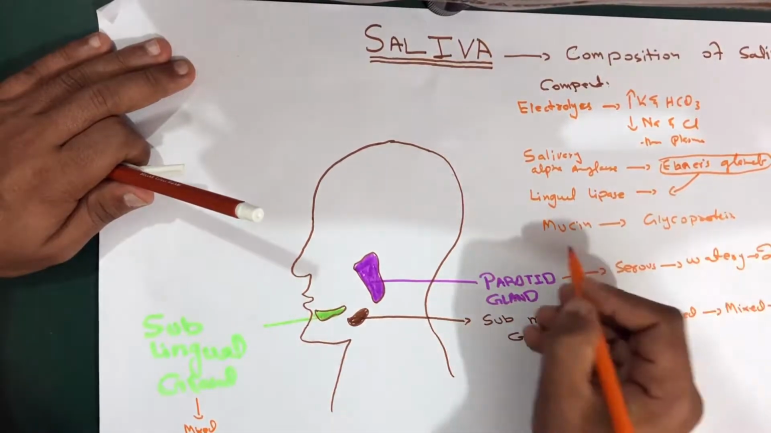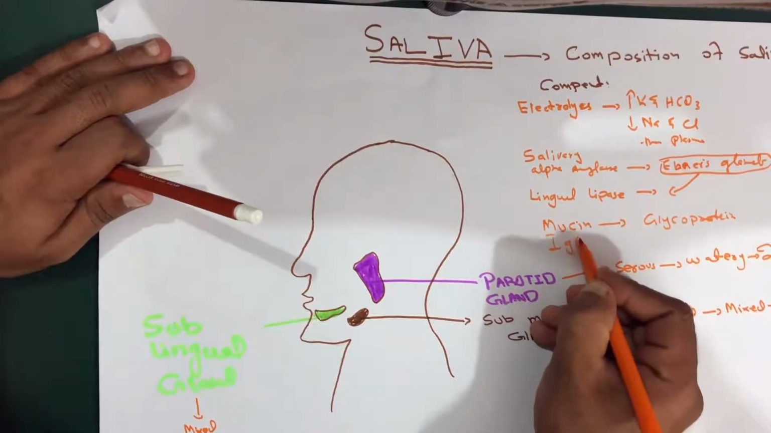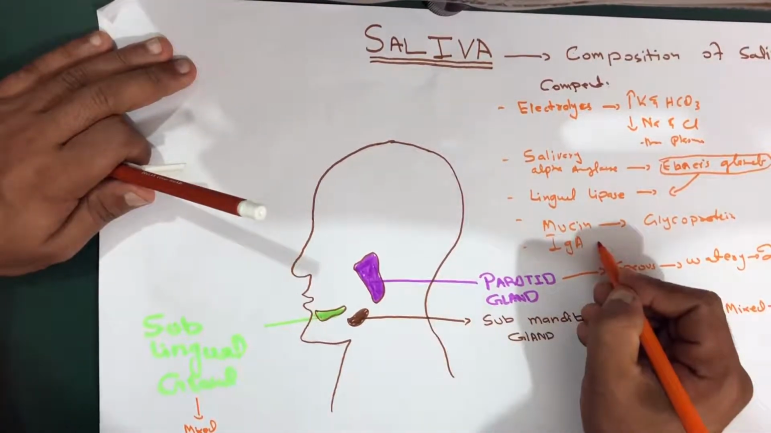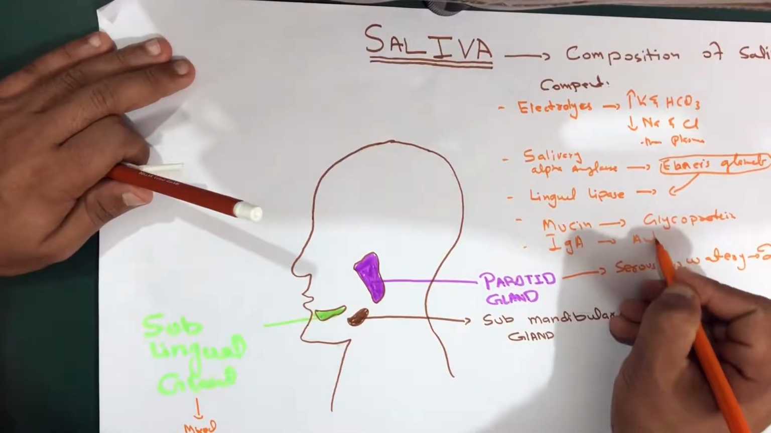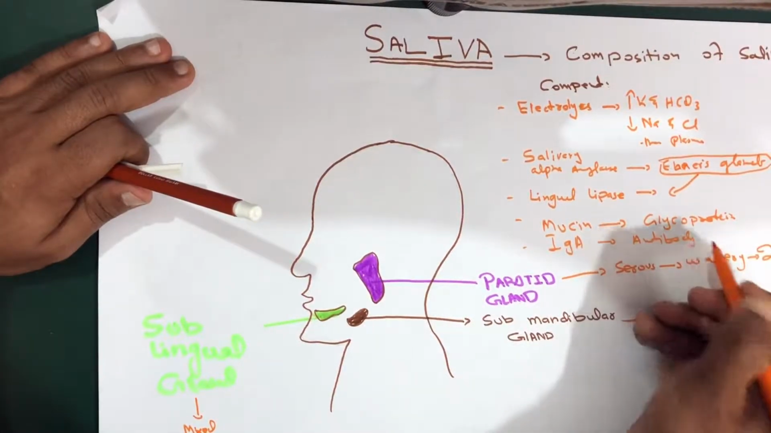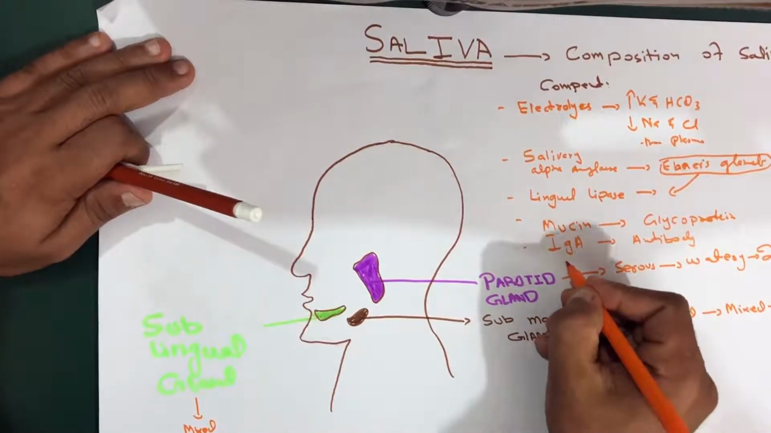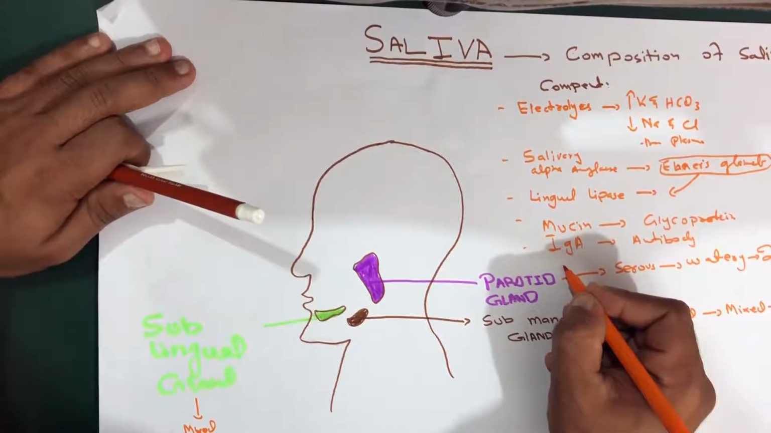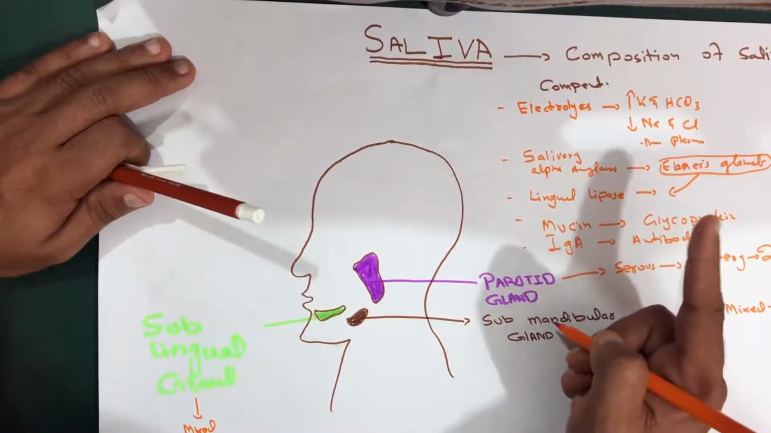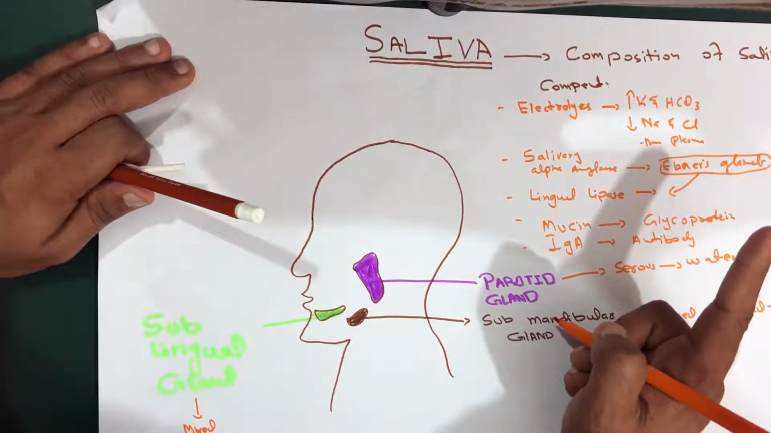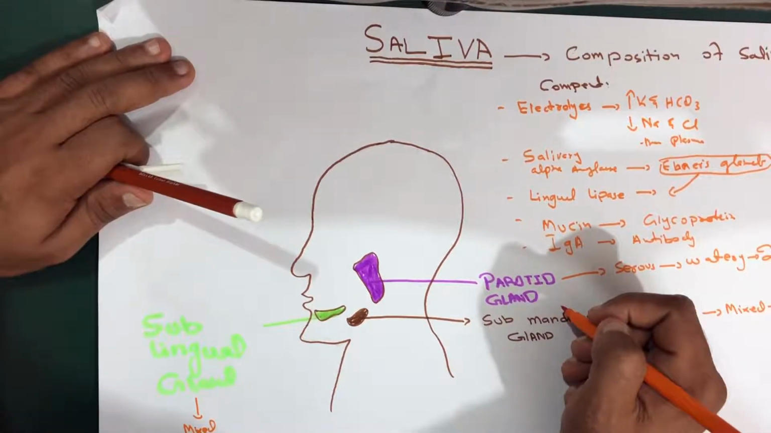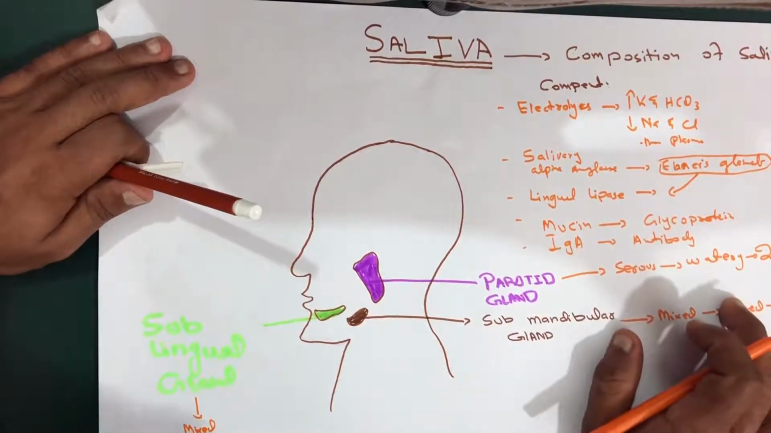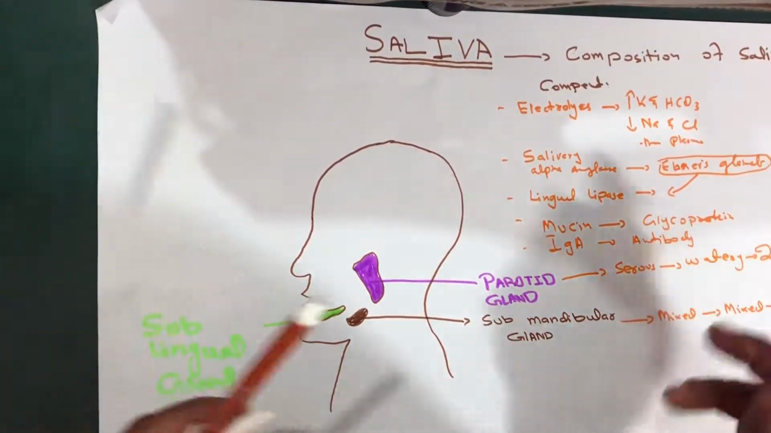Another one is immunoglobulin A, which is also secreted, which is also an antibody. We also have antibacterials, and among the antibacterials we have lysozyme and lactoferrin, and also we have the proline-rich proteins that are in the composition of the saliva.